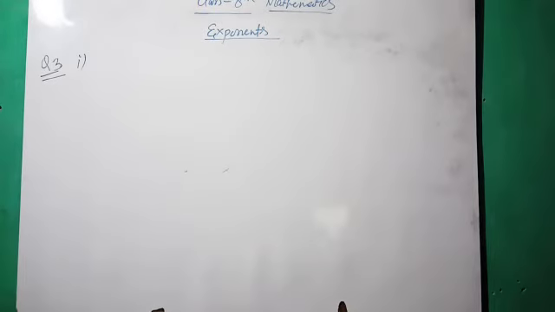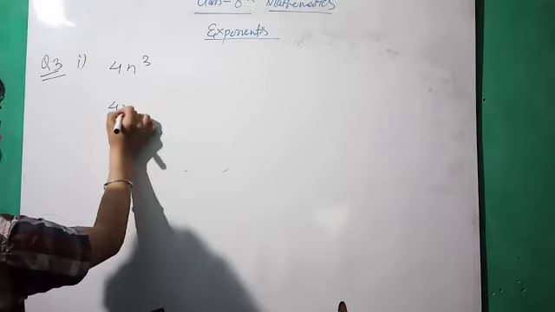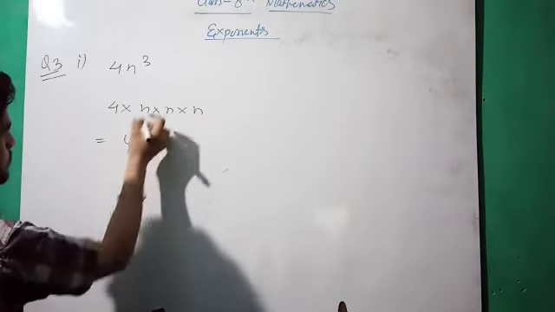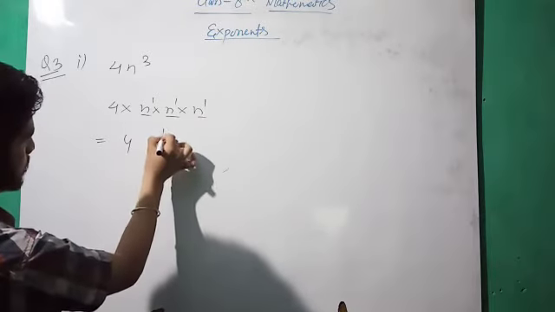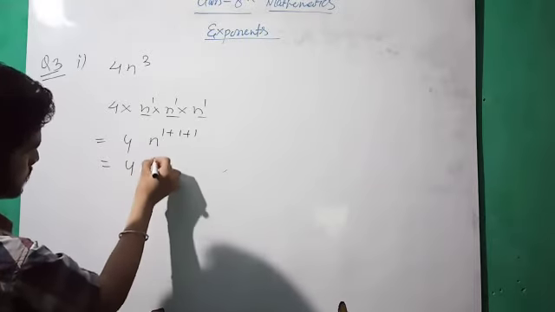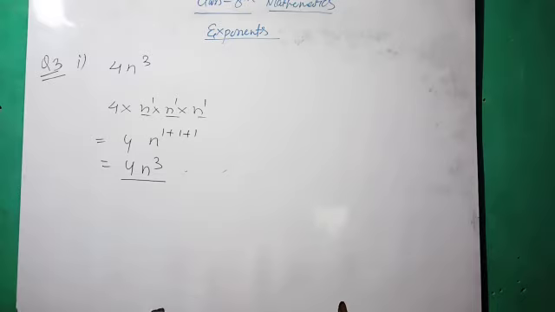Question number 3. What is the option that indicates the correct meaning of the given expression? 4 n cube. 4 n cube is written as 4 into n into n into n. Why is it so? Because n is n to the power 1, so same base powers are added, n to the power 1 plus 1 plus 1. So it is written as 4 n to the power 3. Okay, so option number 3 is correct. Second part is your homework.